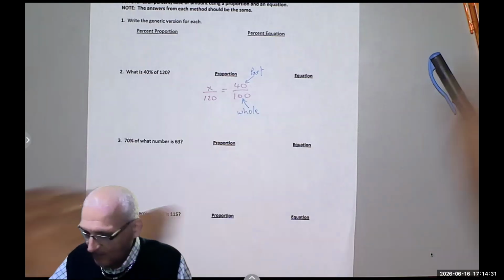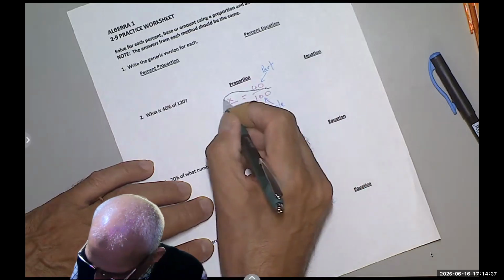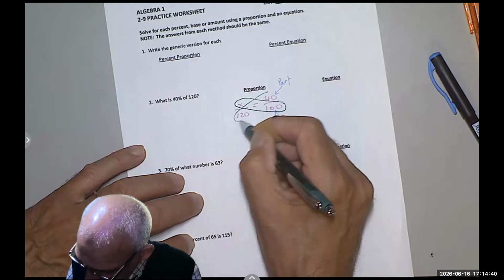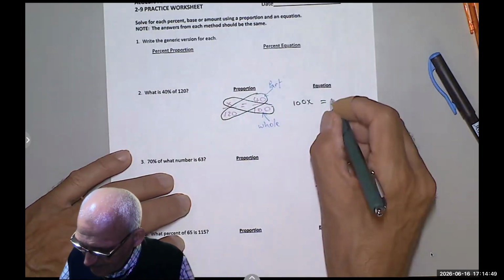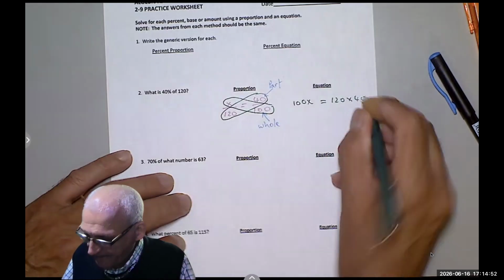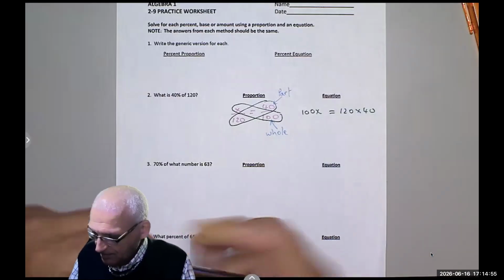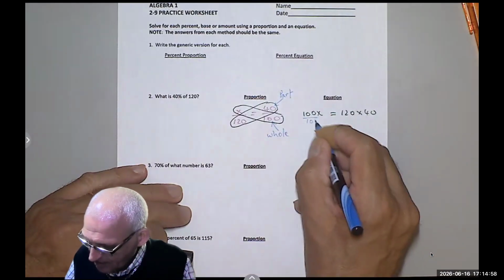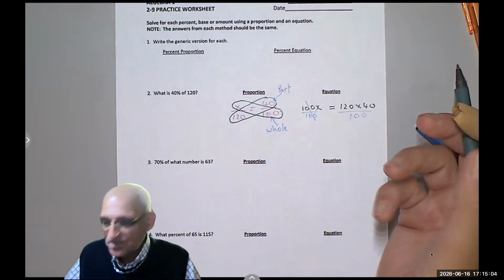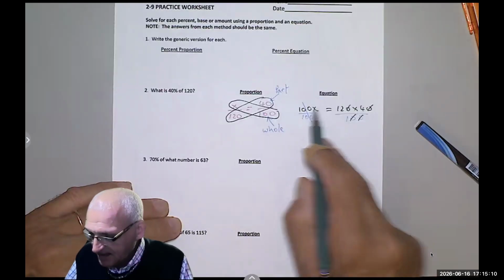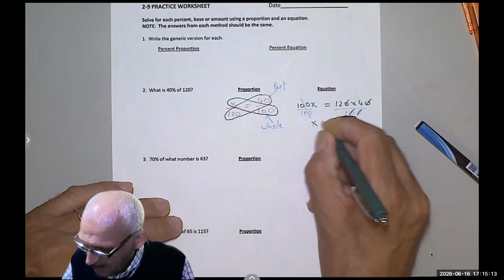When we have an equality like that, I use the butterfly or crisscross method. The product of these two, which is 100x, equals the product of these, which is 120 times 40. Then I want x, so let me divide by 100. When you divide by 100 and you have zeros, just cross this zero with that zero and this zero with that zero. So x equals 12 times 4, x equals 48.